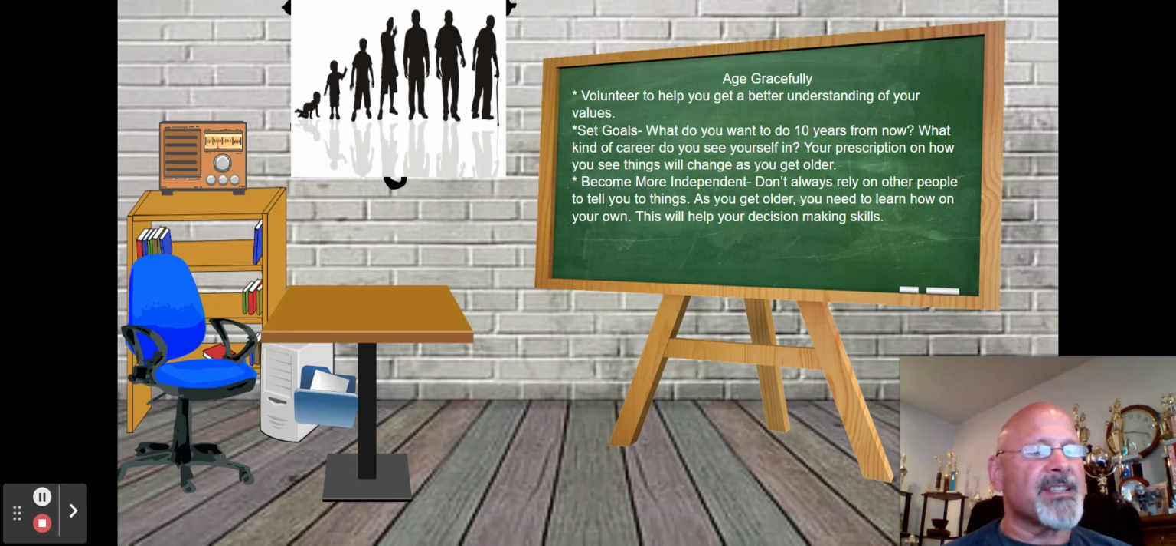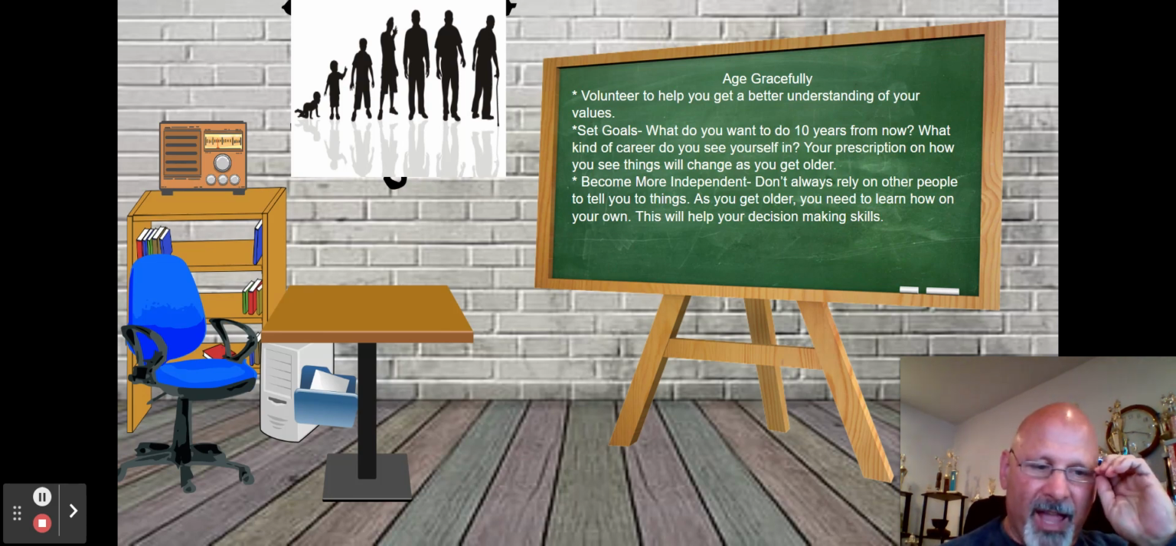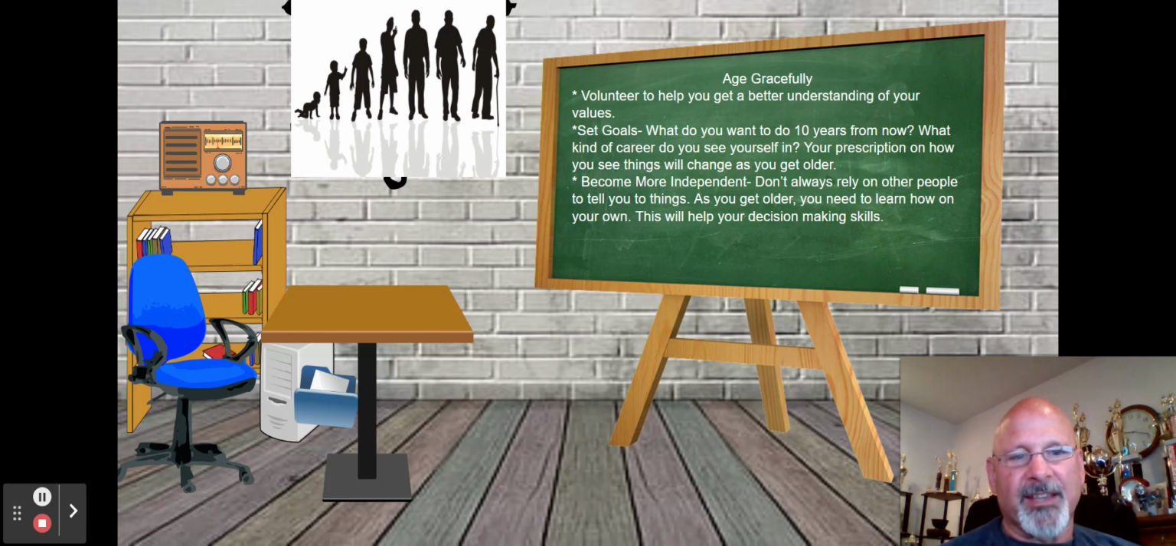Set goals, guys. This is probably one of the more important ones. Very, very important: what kind of career do you see yourself in? Where do you want to be? What do you want to do 10 years from now? What would be your ideal situation? Your prescription on how you see things will change as you get older. I always use my glasses as an example; I'm seeing things differently as a 59, soon to be 60-year-old guy compared to when I was 15 years old.